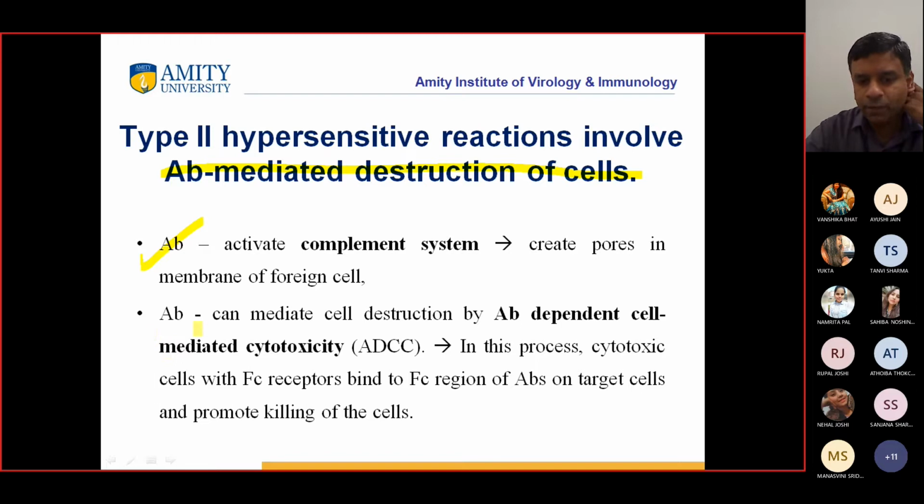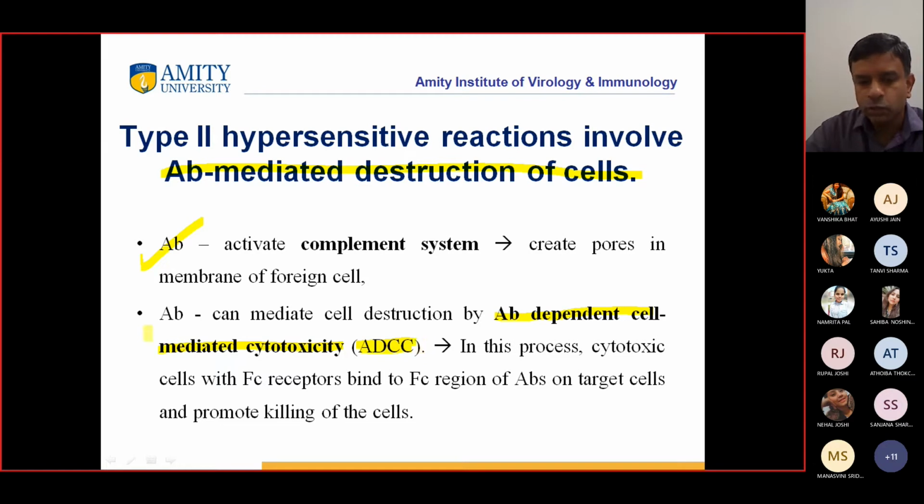Another method is that antibodies can mediate cell destruction by a process called antibody dependent cell mediated cytotoxicity, also called ADCC. We'll talk about ADCC later, but in this process, cytotoxic cells with Fc receptors bind to the Fc region of antibodies on the target cell and promote killing of the cell.